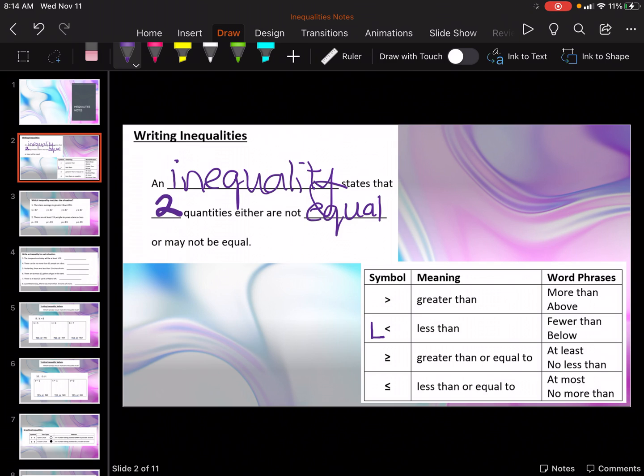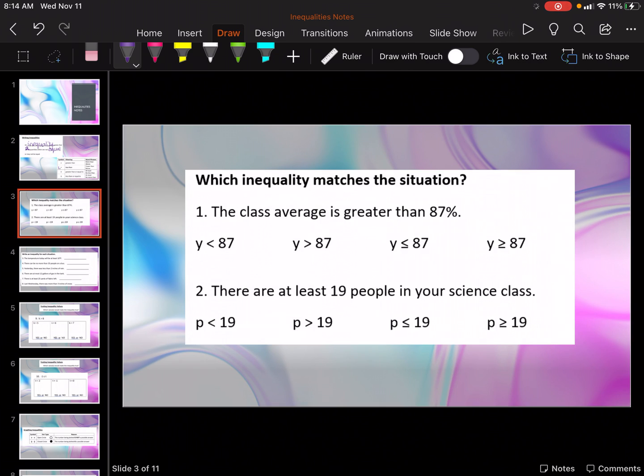There's also now greater than or equal to and less than or equal to. Greater than or equal to means the number is bigger, or it could be equal. And that's going to go with at least or no less than. Less than or equal to means it could be less than, or it could also be equal, and that goes with at most or no more than. So let's practice.